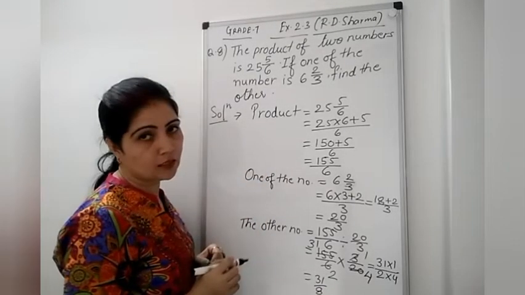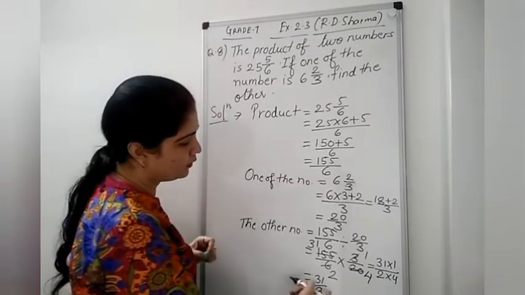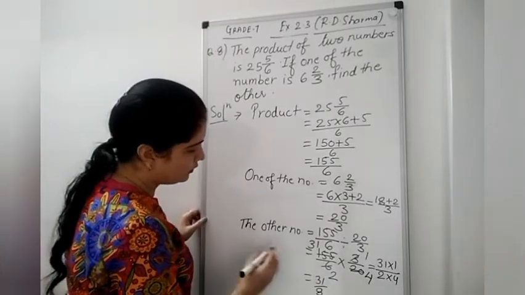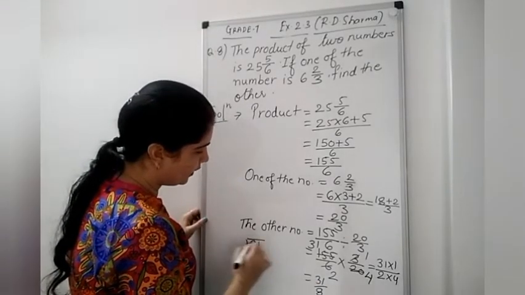But here in the question we can see both the numbers are mixed fractions. So we will convert it also into a mixed fraction. So we will divide 31 by 8.